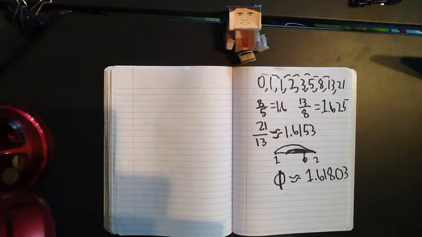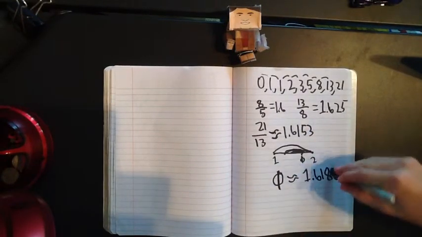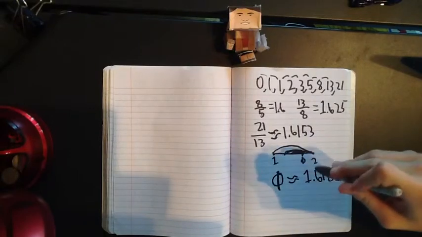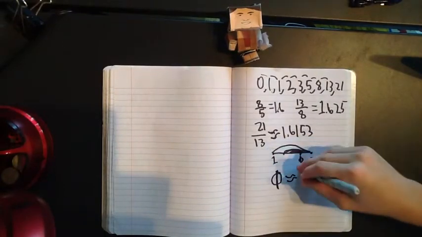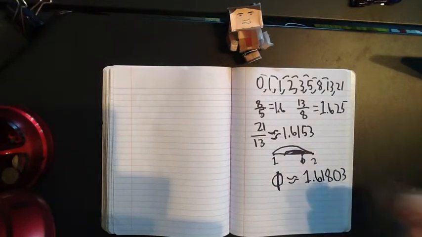Because it appears so often in nature, and if I could point to one number that shows that math is beauty, I would point to this one, because this irrational number is literally programmed into our brains.